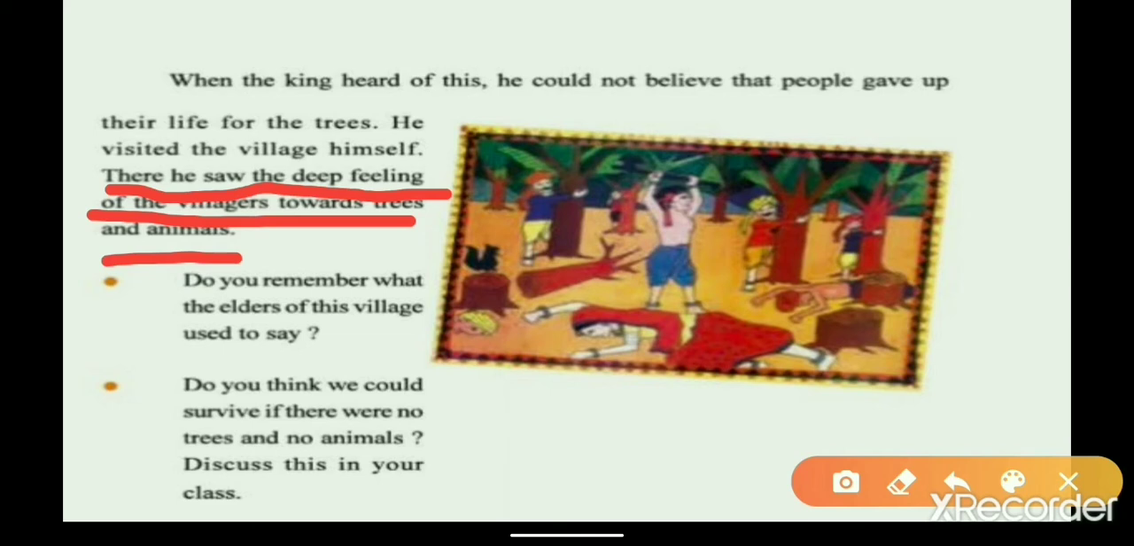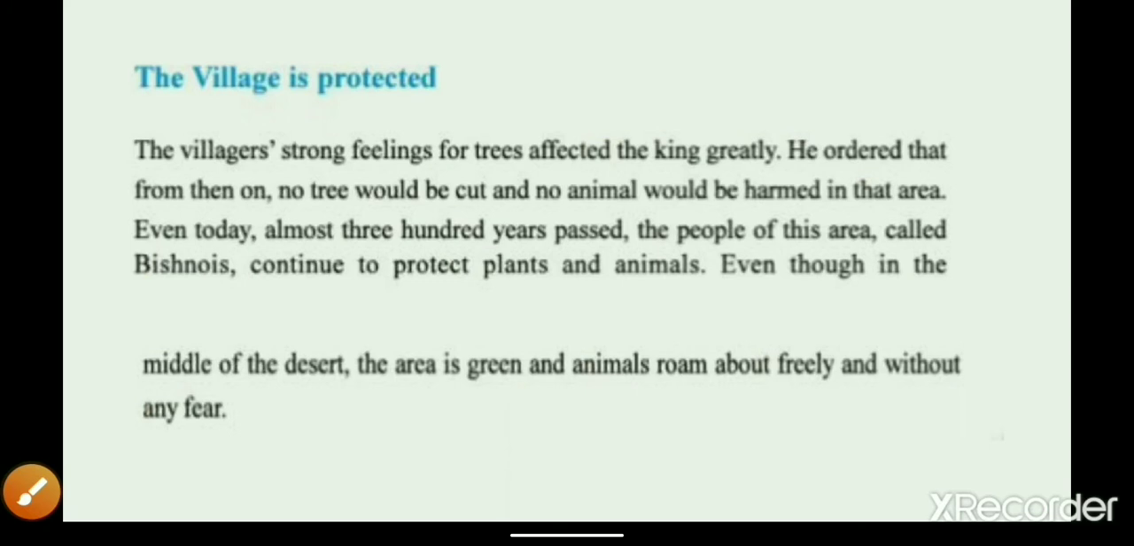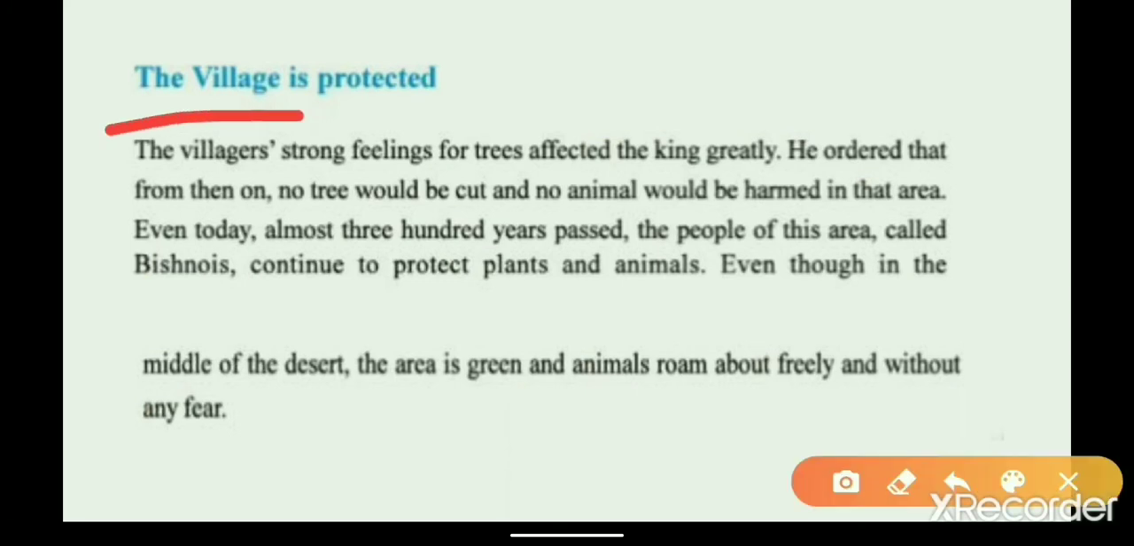Do you remember what the elders of this village used to say? It was on the first page. If there are no trees, we cannot survive. Do you think we would survive if there were no trees and no animals? Can we survive without trees and animals? No, we cannot.